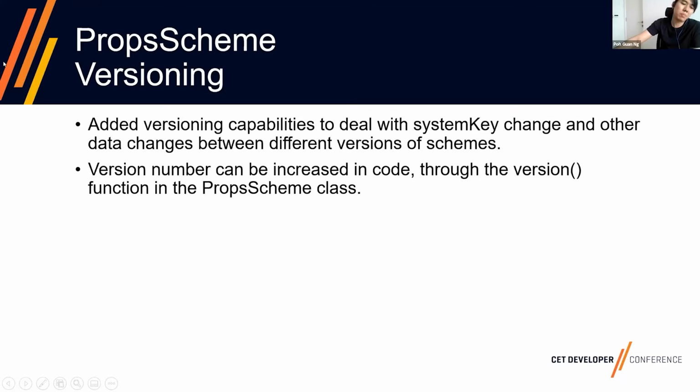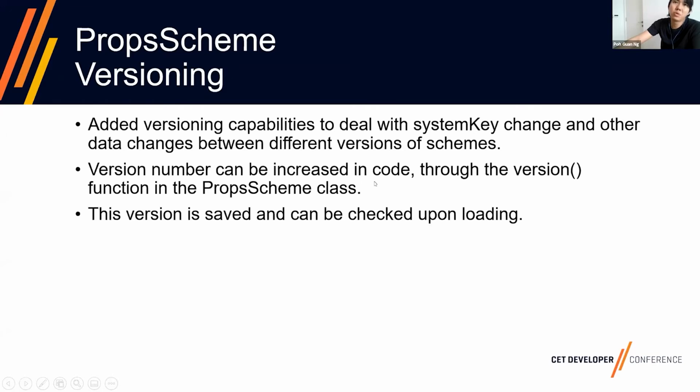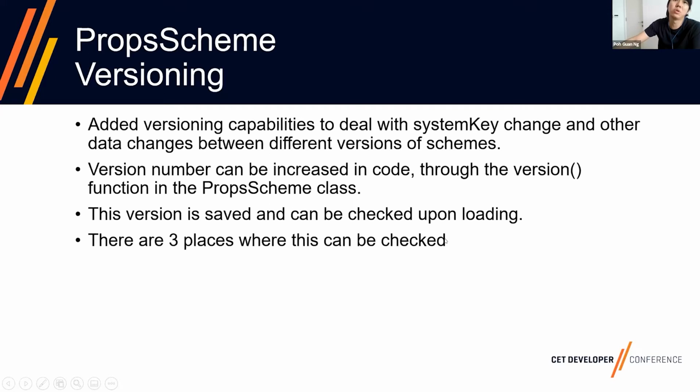As part of it, we added versioning capabilities to the prop scheme class. There's a method called version inside the prop scheme.cm class, and it can be increased in the code. This version is saved when you are streaming this scheme either out as a separate file or embedded into a drawing. So we'll save this version number, and then when you load them, you can check what version it was saved in, and then you can do whatever changes that you want to do. Right now, there's 3 places where this can be changed.